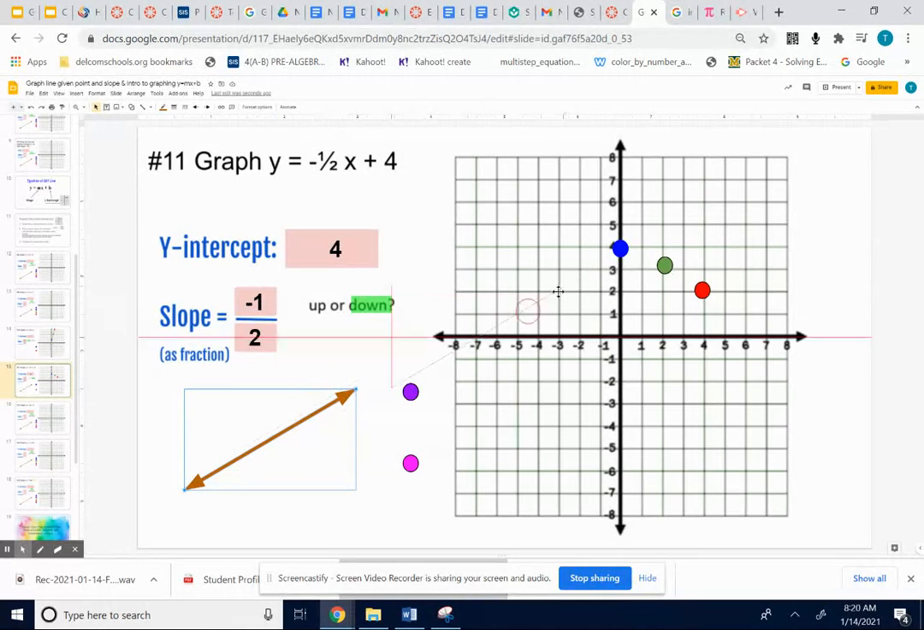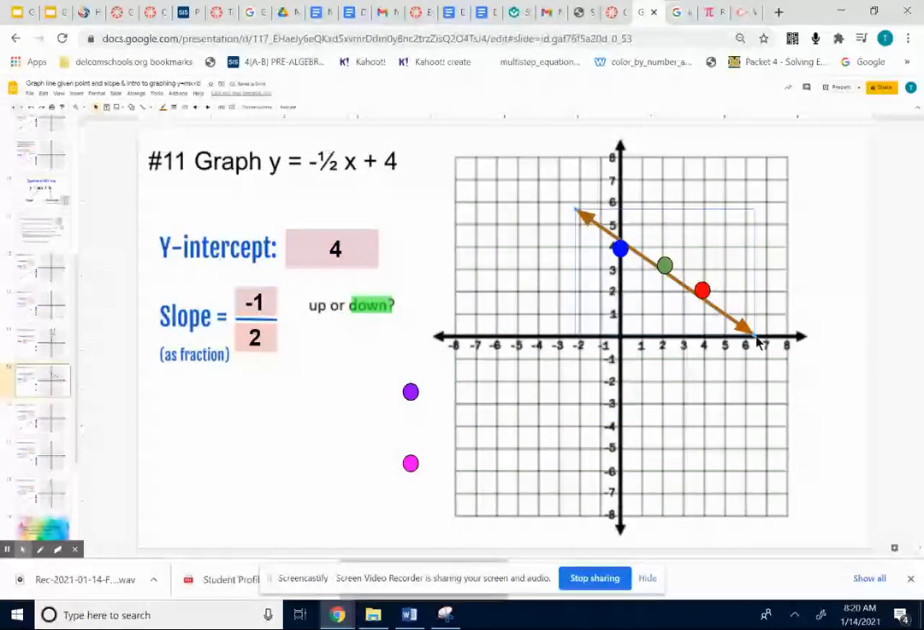All we need to do is draw the line through the points, drag it around as best you can. I'm not looking for perfection. I just want you to get the idea. If we had this on paper and pencil, this would be really easy. That's pretty close to going through the points. I started at 4, and then I went down 1 over 2. I should say I started at 4 on the y-axis, and then I traveled down 1 over 2.